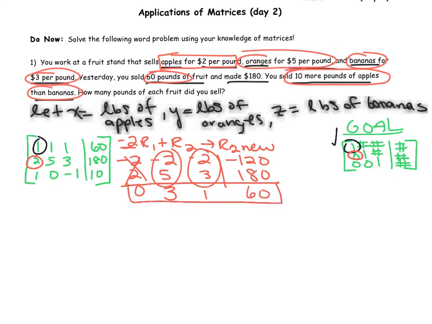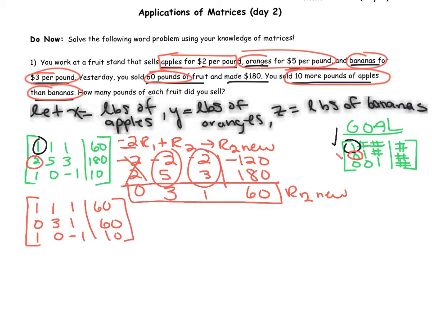So here is my new second row. Let's write it out. Again, nothing changed with the first row. The second row is now 0, 3, 1, 60. And my third row, nothing changed. We didn't do anything to it either. Okay, so now I can check that off.